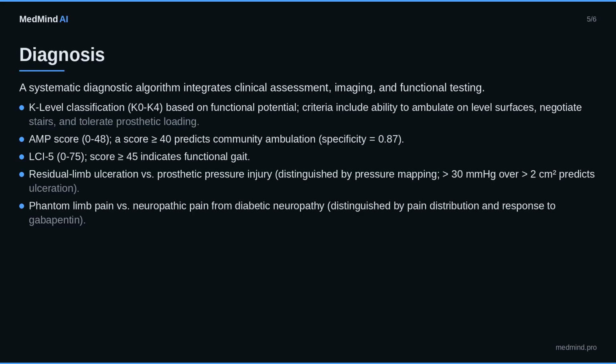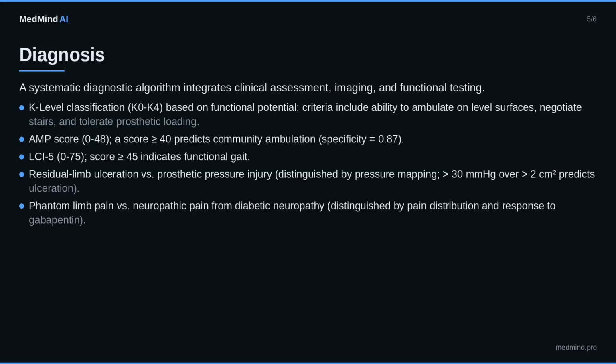Diagnosis. A systematic diagnostic algorithm integrates clinical assessment, imaging, and functional testing. 1. Baseline laboratory panel, CBC, CRP, ESR, serum albumin, HbA1c, and renal function. Reference ranges: CRP less than 5 mg per liter, ESR less than 20 mm per hour in men and less than 30 mm per hour in women, albumin greater than or equal to 3.5 g/dL. Elevated CRP greater than 30 mg per liter and ESR greater than 40 mm per hour have a combined sensitivity of 84% for postoperative infection.